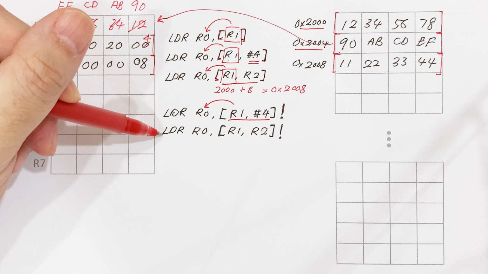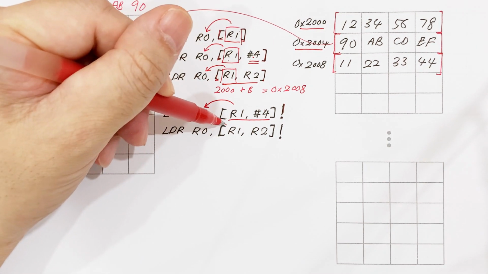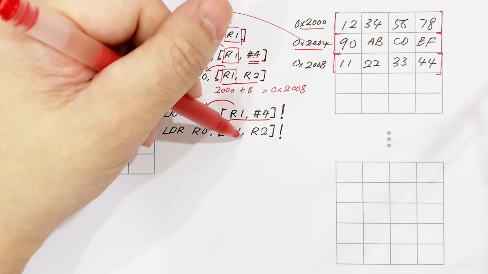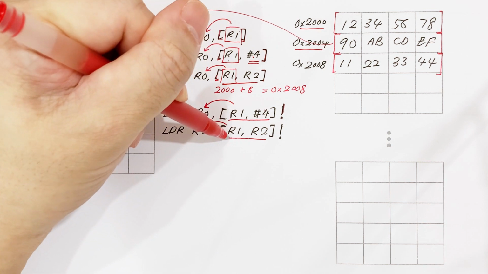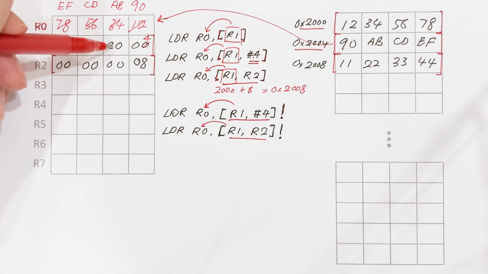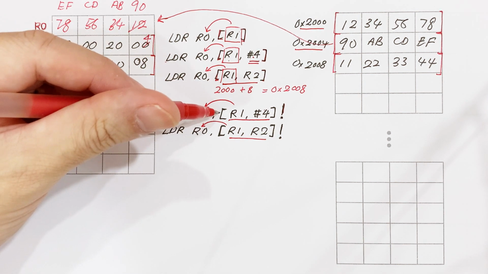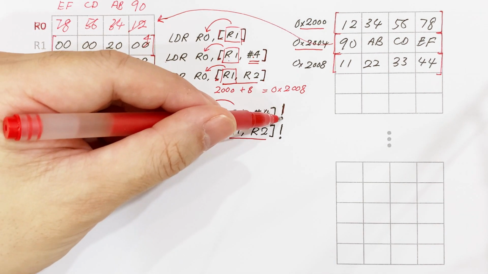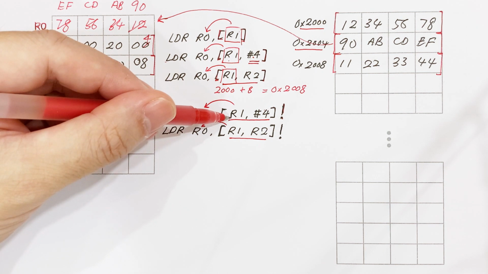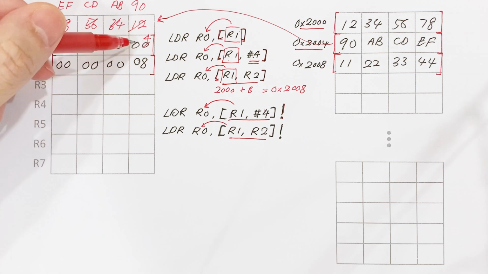So for the preindex with register offset, we're still moving the data from the memory to register 0. And again, the address is given by R1 and R2. Register 1 is no longer 2000 because in the previous instruction, we have a preindex addressing mode which is going to modify the register 1 from 2000 to 2004.